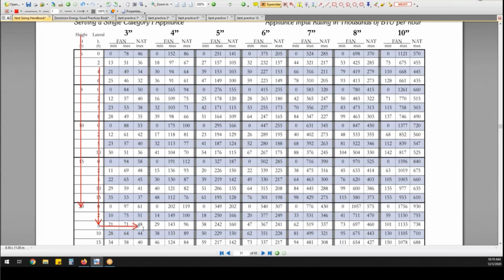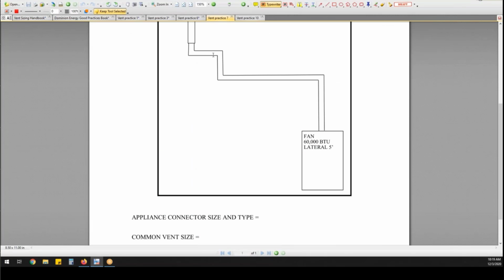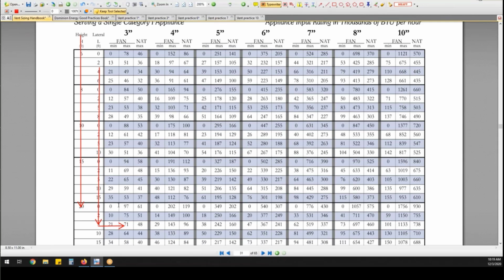So we've got a fan assisted appliance, 60,000 BTUs. This one gives me a minimum of 21. So yeah, I've got enough heat, and a max of 71. I could do this in 3-inch. Oh, but wait a minute. I've got to take out 10% for each extra elbow, right? So I've got to reduce the capacity of this by 20% because I've got 2 elbows, correct? So let's see what that looks like.